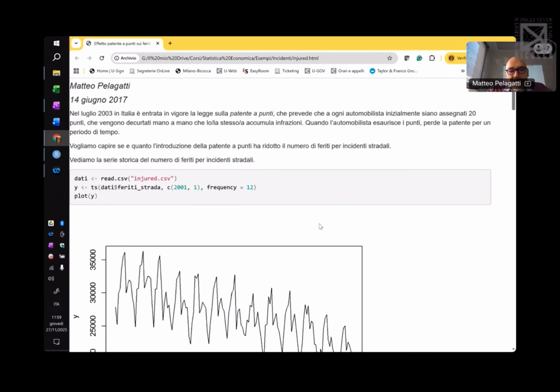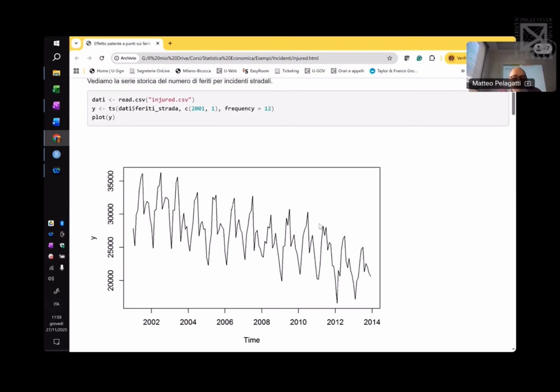So this is a time series of car injuries in Italy. It's a monthly time series. Okay, I did this before the book, so it stops at 2014. We could, of course, maybe find more data and go on. But the interesting thing here happened in 2003. I don't remember the month, could be July, but anyway, it's written here.